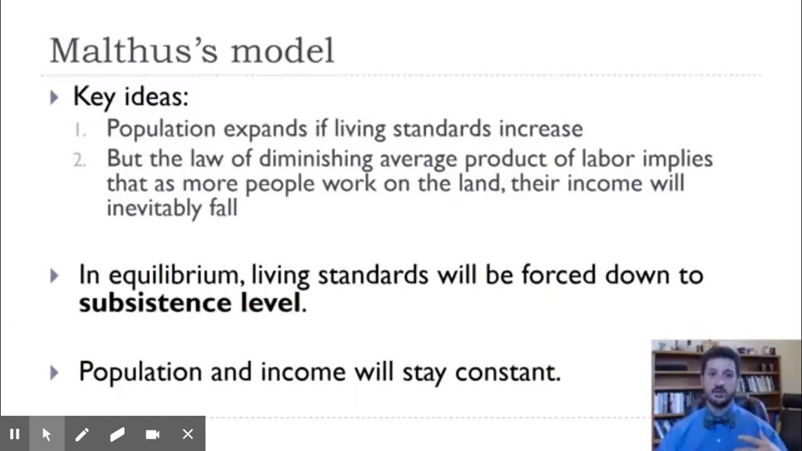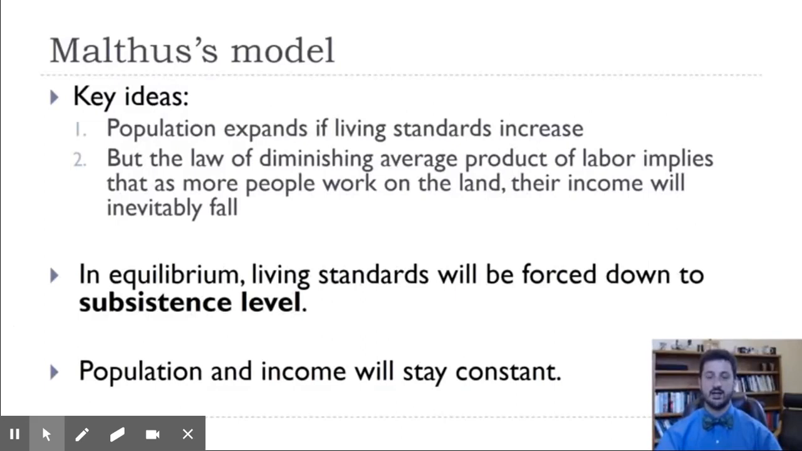And because of the law of diminishing average product of labor, those additional workers will not be able to produce as much as the earlier workers, so their income will fall. The average product of labor will fall back to where it was before, and living standards will be forced down to the subsistence level, meaning people get as much as they need to live, but not much more. Therefore, population and what we now call GDP per capita will stay constant.